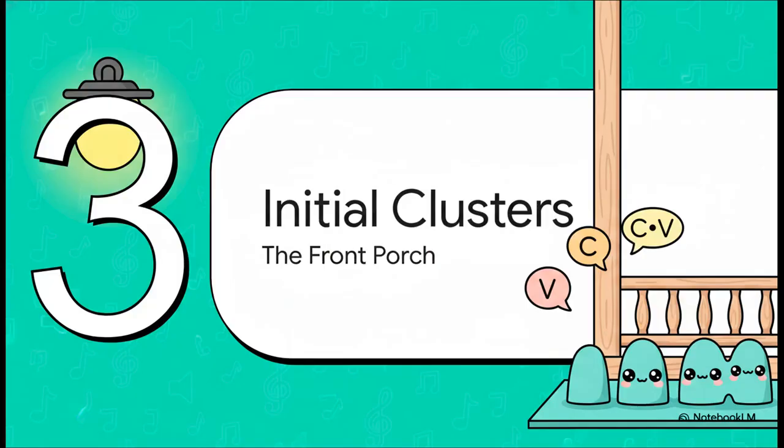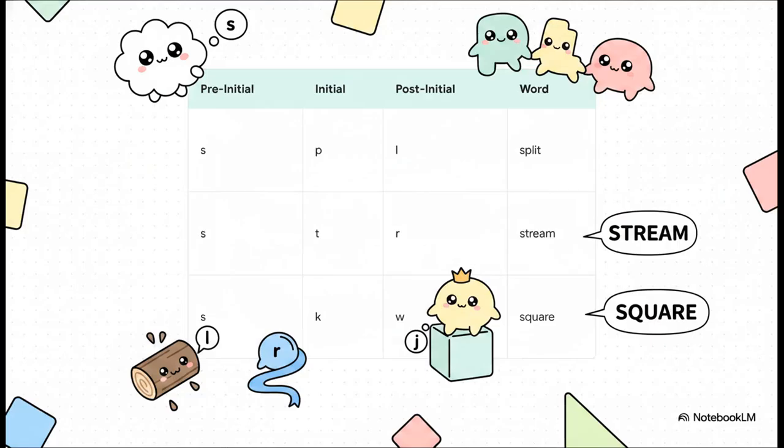Which brings us to part 3, initial consonant clusters, the front porch. Let's examine the very front of the word first. Think of initial clusters as the front porch of our syllable. In English, when you begin speaking after a pause, a word can start with a vowel, or 1, 2, or even 3 consonants piled up together. Now, when English builds a 3-consonant cluster at the start of a word, it is not random. It follows an incredibly strict rule.